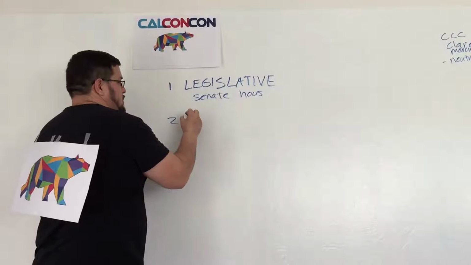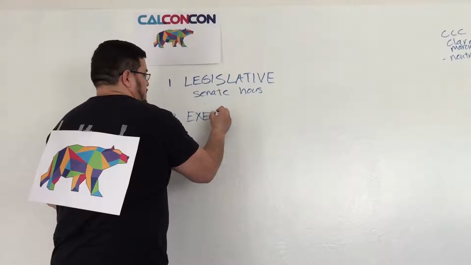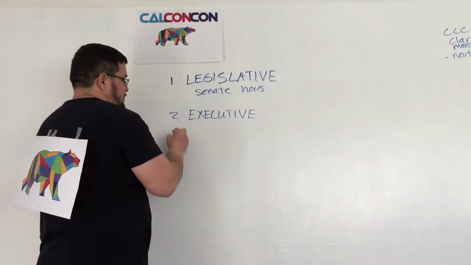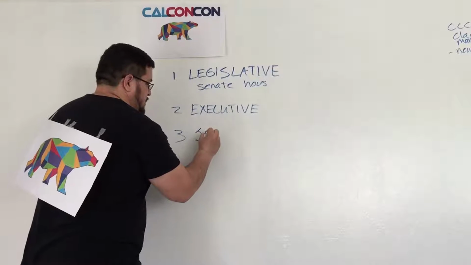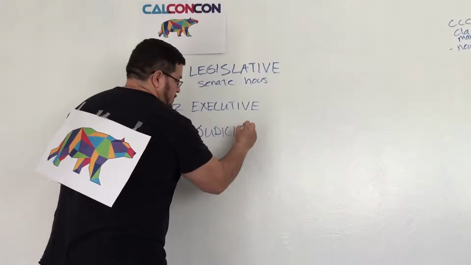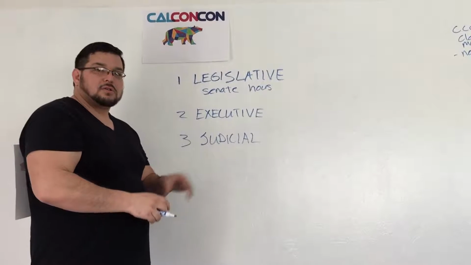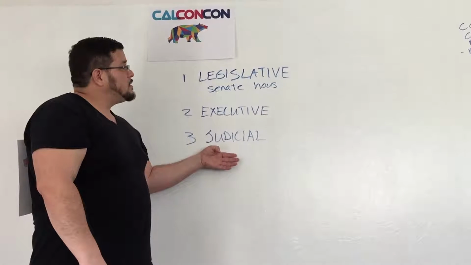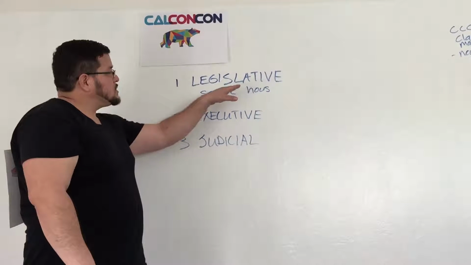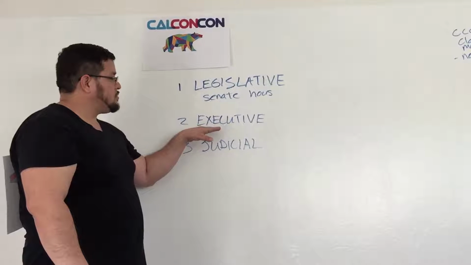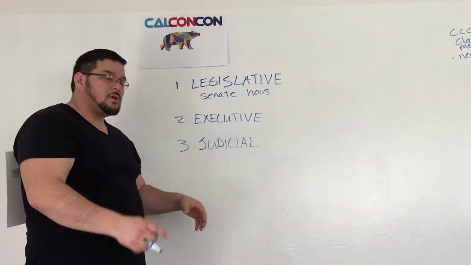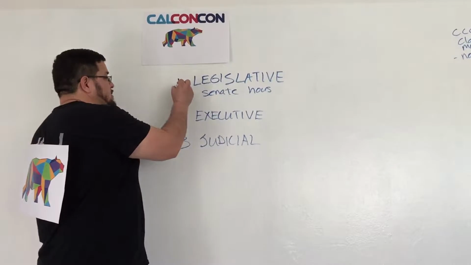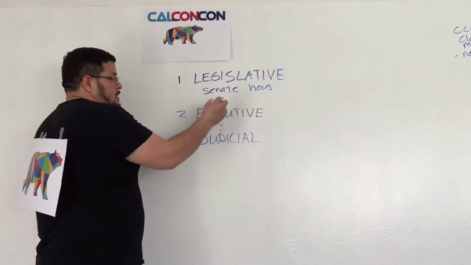Number two, you have what's known as the executive, and that is the President of America. Number three, you have the judicial, and that's the Supreme Court. So these three are the only parts of government. The Senate and the House create laws, the executive branch or the president makes those laws happen, and the judicial branch decides what's actually legal. And you're supposed to have checks and balances between all three.